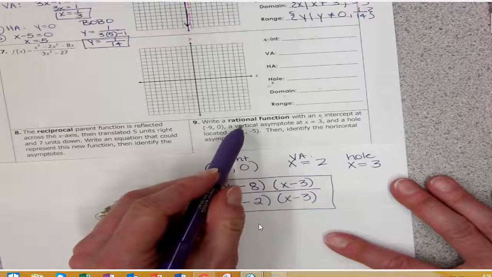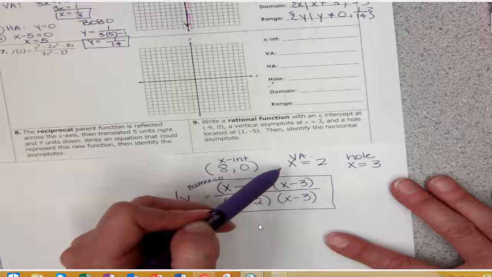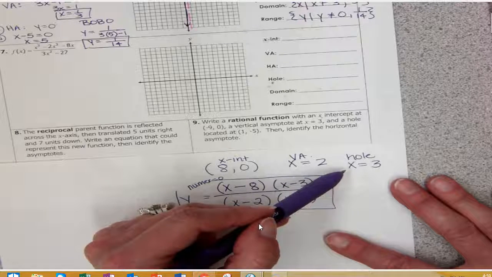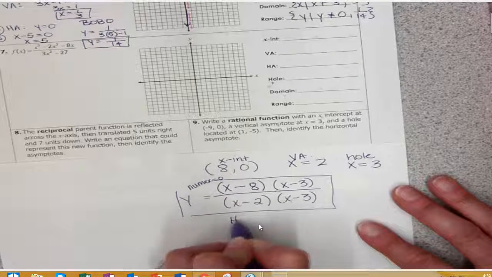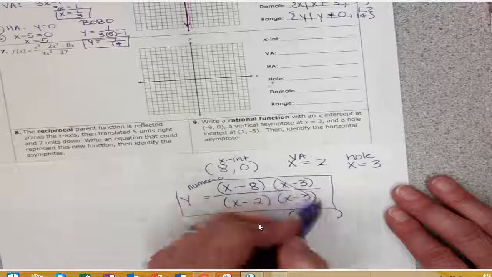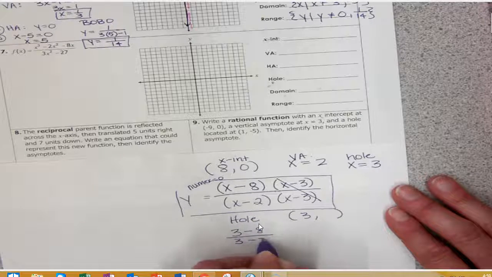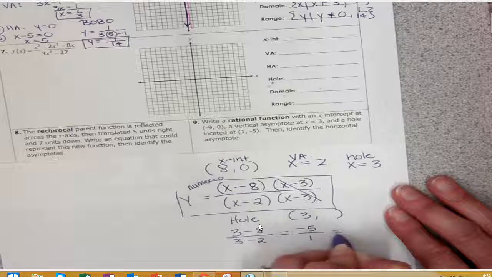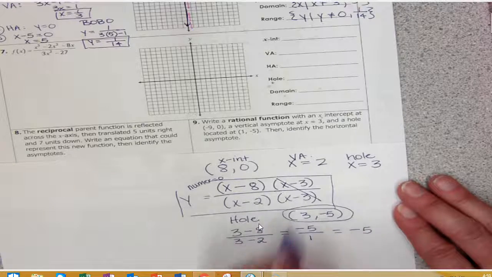So there is your equation, where your rational function has an x-intercept at 8, 0. Your vertical asymptote is at x equals 2, and you have a hole located at 3. Now the question is, what would the hole y be? Well, let's see. 3 minus 8 divided by 3 minus 2. That's going to be -5 over 1. So the y value would be -5. There's your hole.